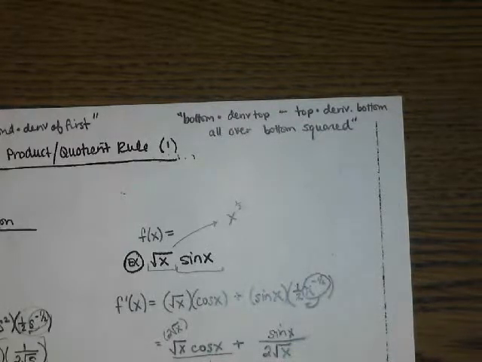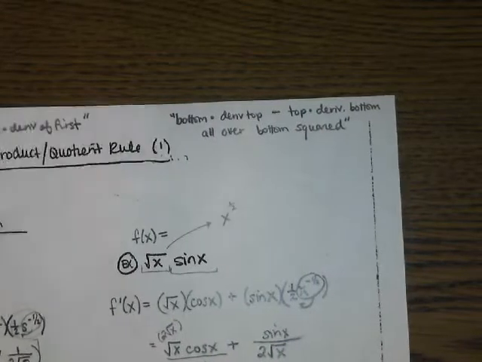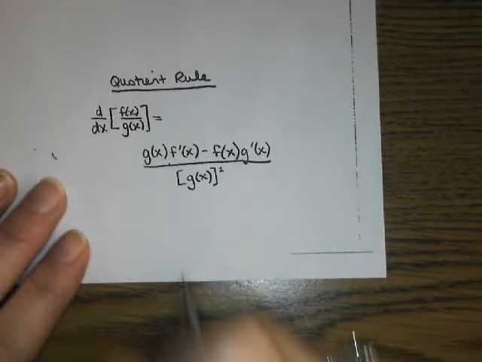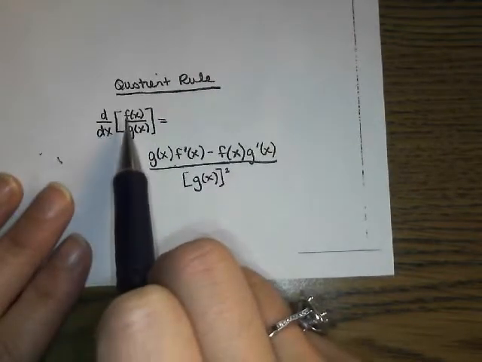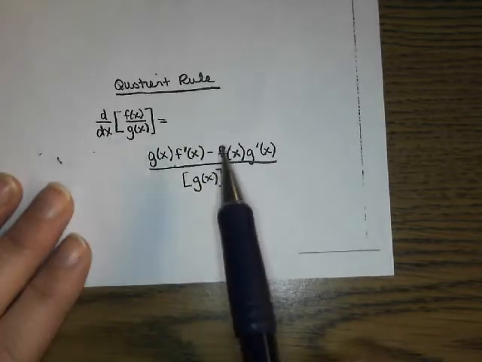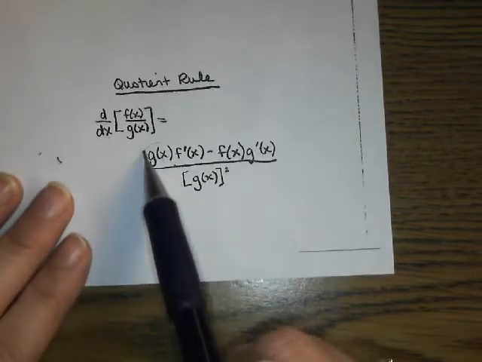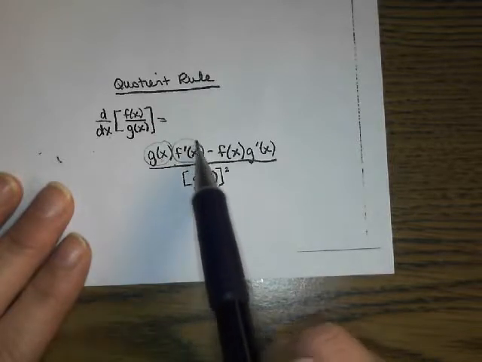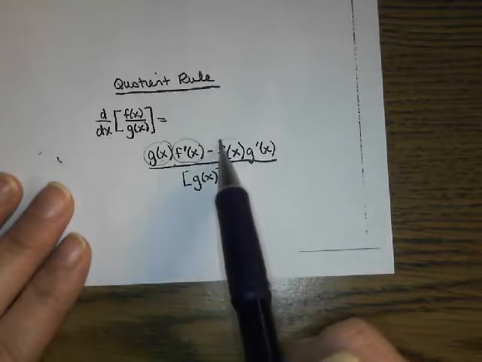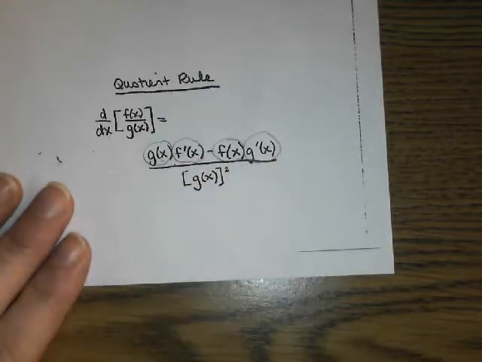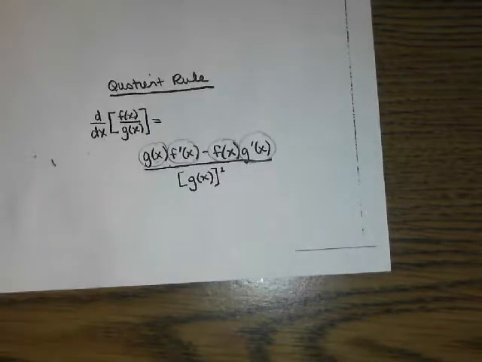Again, at the very bottom of the note sheet, we have that in proper notation. So here we are trying to find the derivative of a quotient of two different functions. You see the bottom, g of x, times the derivative of the top, f prime of x, minus your top, f of x, times the derivative of the bottom, g prime of x, all over bottom squared. Okay?